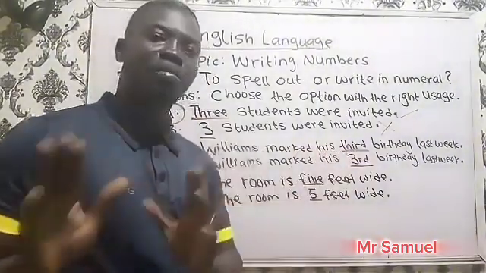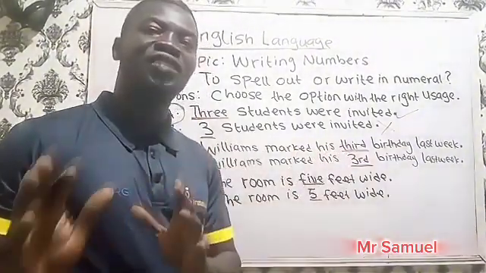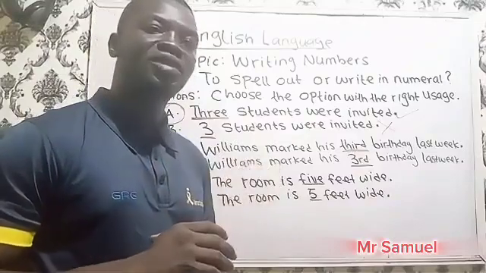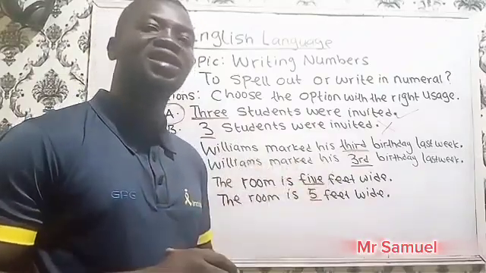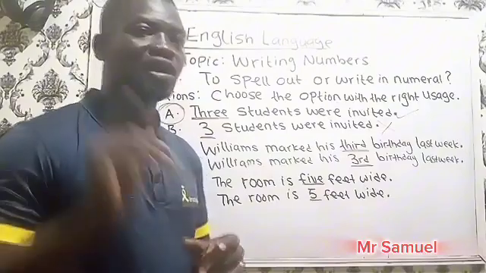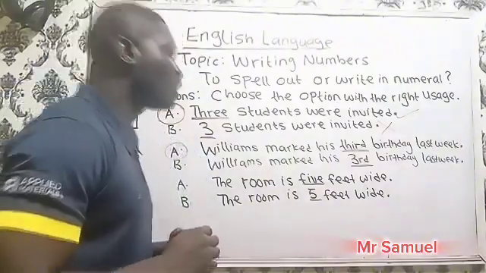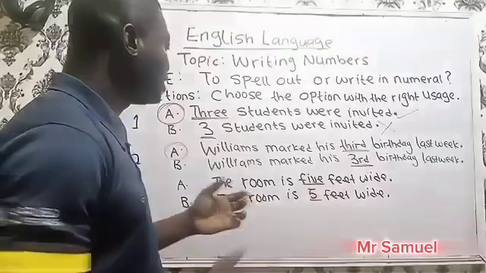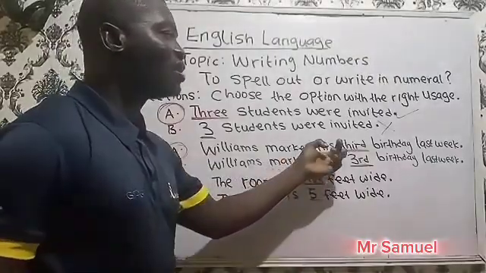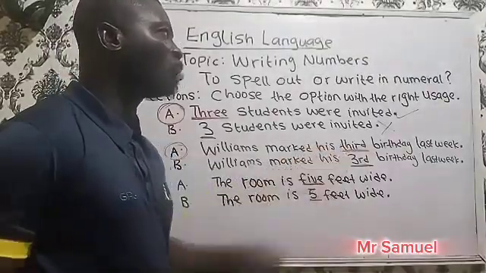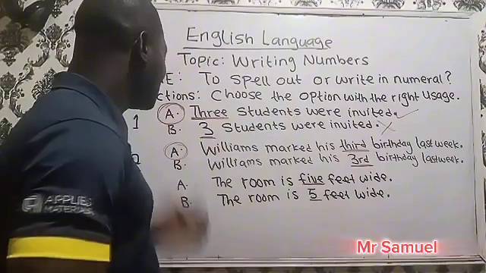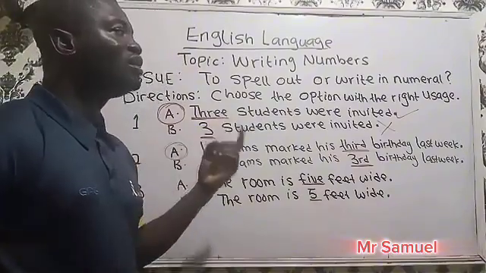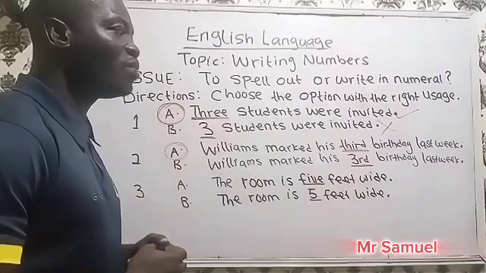Maybe we're going to talk about that in another video, where we talk about the guiding principles for ordinal adjectives and cardinal adjectives. But for the sake of today's class, I would like to keep to the topic: is it correct to spell it out or to write it in numeral? So this is the answer: it's actually A. You need to spell it out. You don't have to write it in numeral.